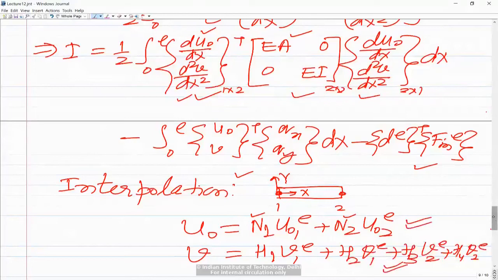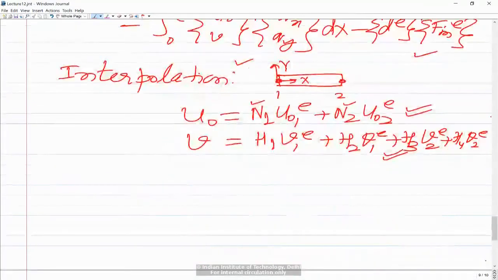Now we are going to use both of them simultaneously, because now the element at hand has both the degrees of freedom. So the shape functions are already defined, so I'm not writing them again. N1 is 1 minus x by l, N2 is x by l, and h1, h2, h3, h4 are the Hermite interpolation functions which we have defined earlier.